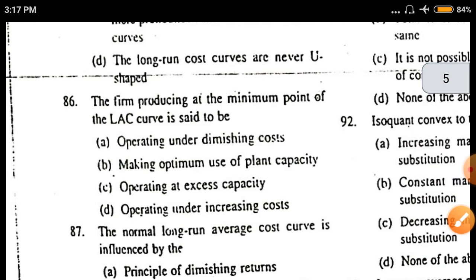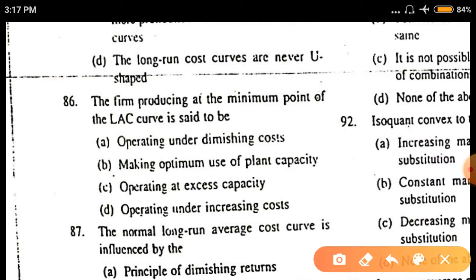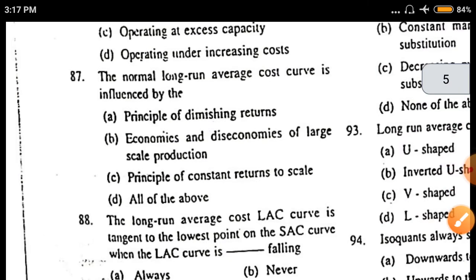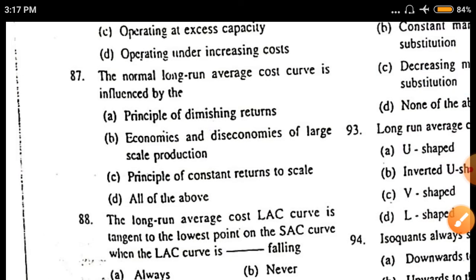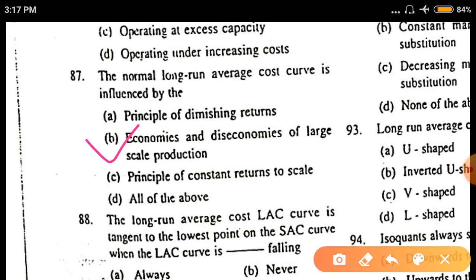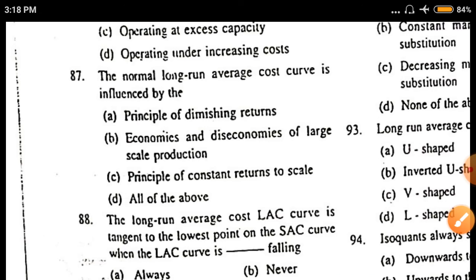Question number 86. The farm producing at the minimum point of the LAC is said to be... Option B is the right answer, making optimal use of plant capacity. Question number 87. The normal long run average cost curve is influenced by the economies and diseconomies of large scale production. Option B is the right answer.